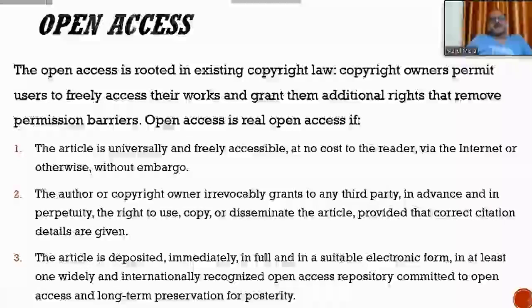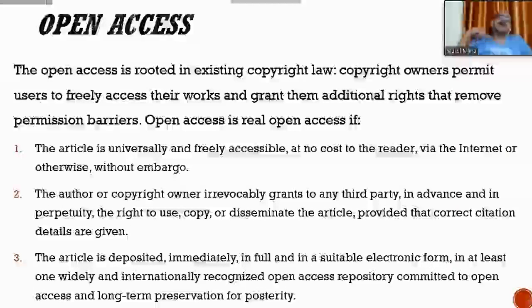In the last discussion also, I pointed out that there is copyright law and there is a copyright form, and the copyright form is signed between the publisher and the author. And in the copyright form, there are certain conditions and I will discuss that further, what those conditions may be. So the copyright owner, whoever is the owner, the publisher or the author, they permit users to freely access.